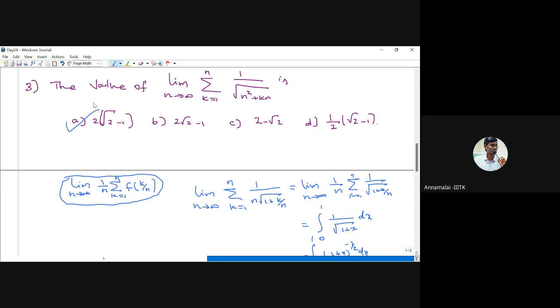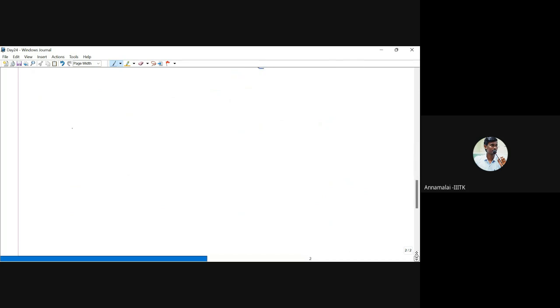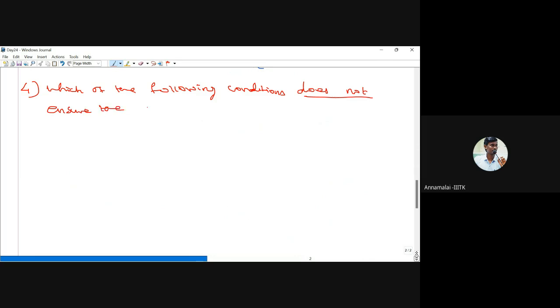Okay. Fourth problem. Which of the following conditions does not, and this is very important, does not ensure the convergence of the sequence of a real sequence an?